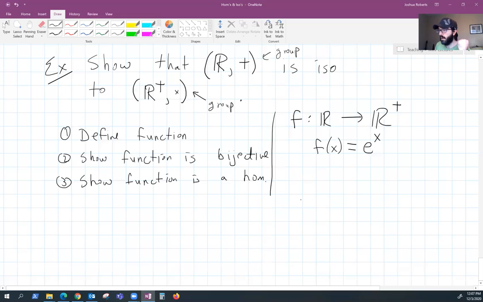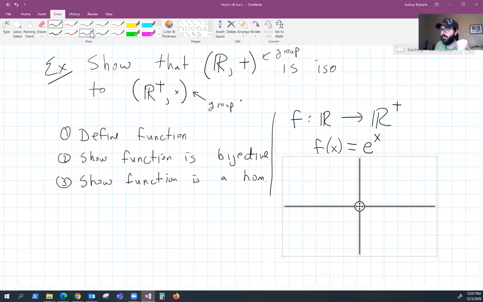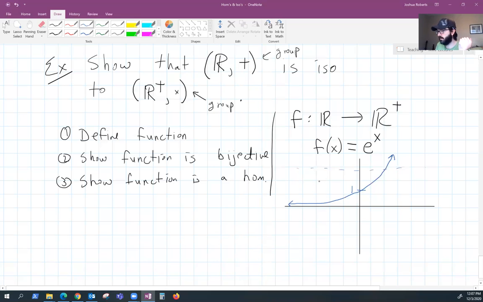So why is this bijective? Well, just think about what the graph of the exponential function looks like. So this is 1. It comes through here, then it rises and it crosses right here and it keeps going up. Well, it passes the horizontal line test, right? It passes the horizontal line test. So it's one to one. And every positive real number is going to get hit by this function, right?